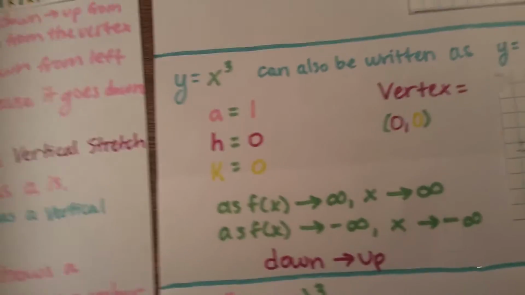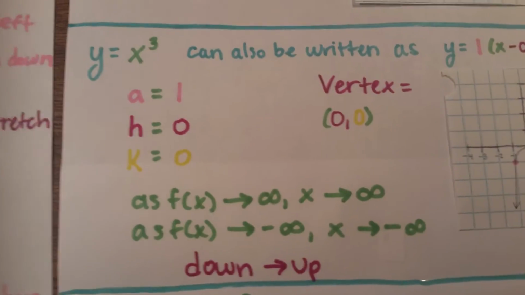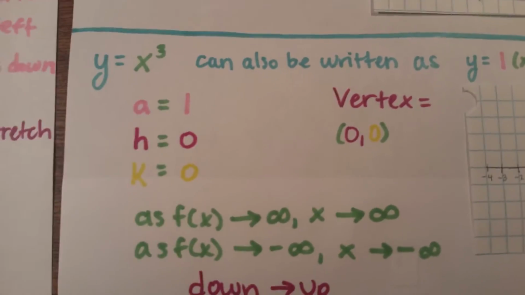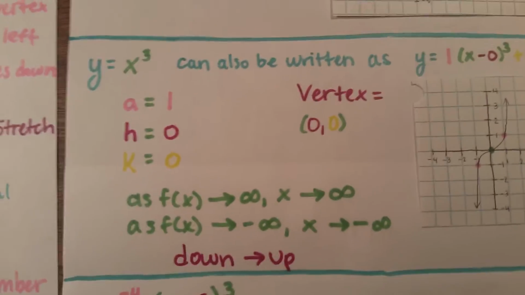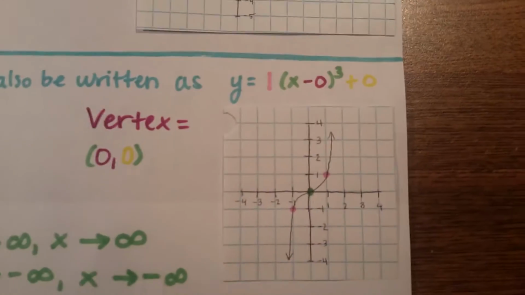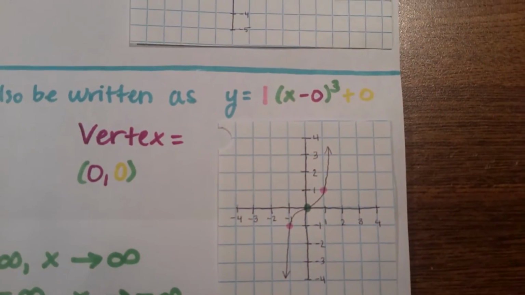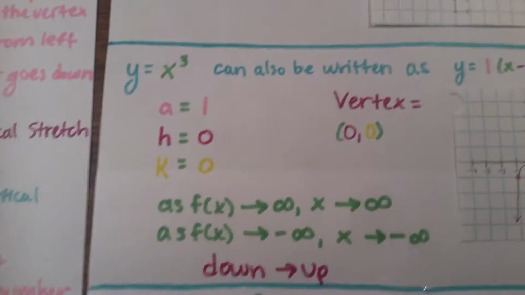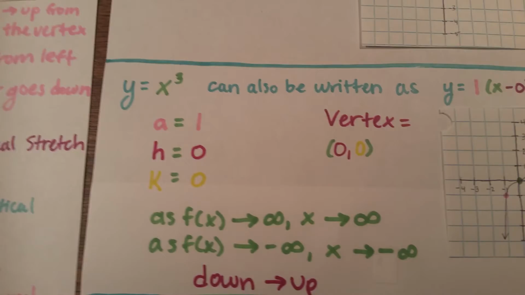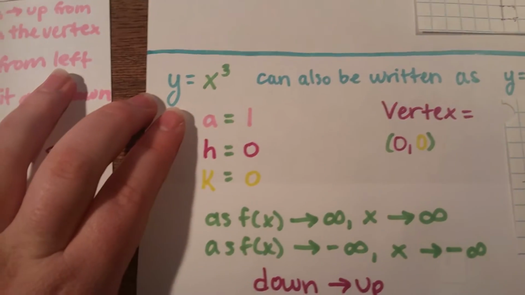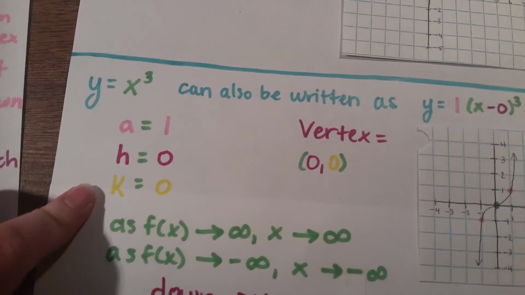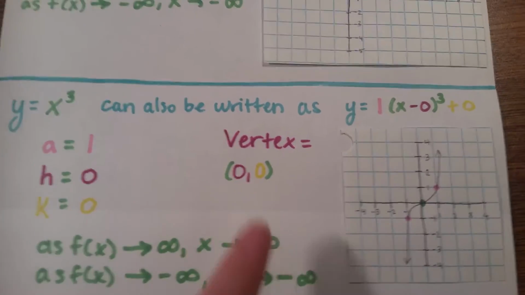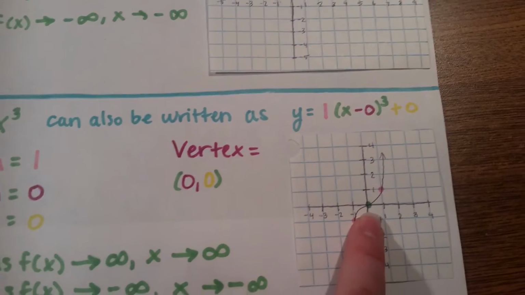The next example is the parent function. How on earth do you graph the parent function? Well, the parent function, as we already know, is y equals x cubed. That can also be written as y equals 1(x minus 0) cubed plus 0. So I've identified the values here: a equals 1, as we can see in the pink, h equals 0, and k equals 0. So the vertex is at the origin, as shown here.